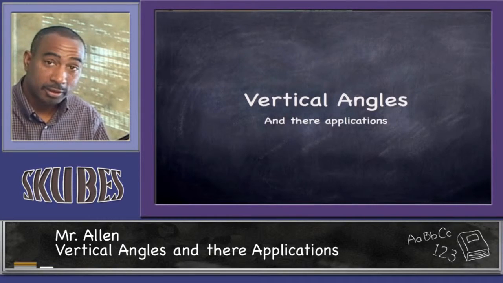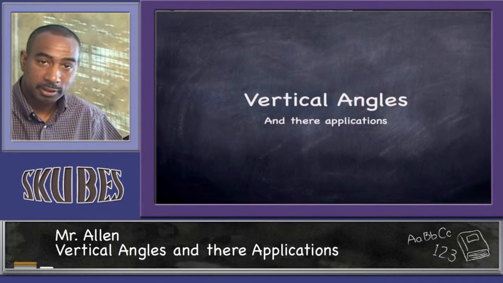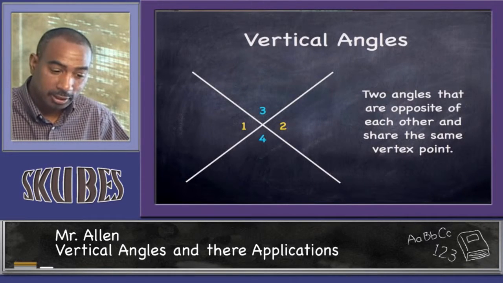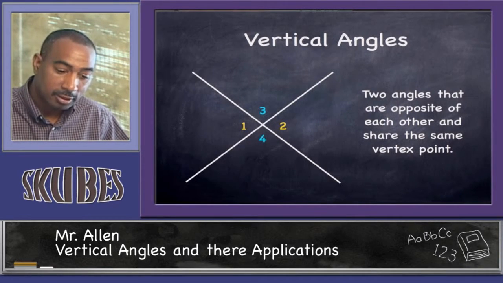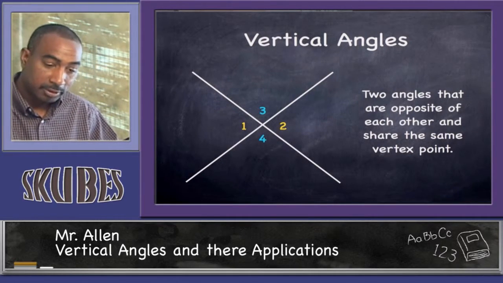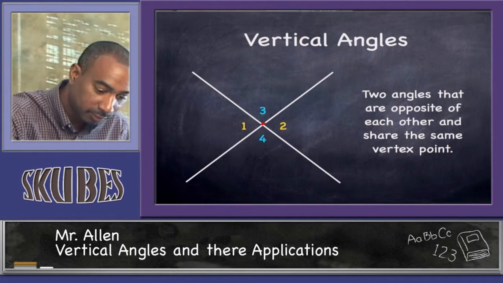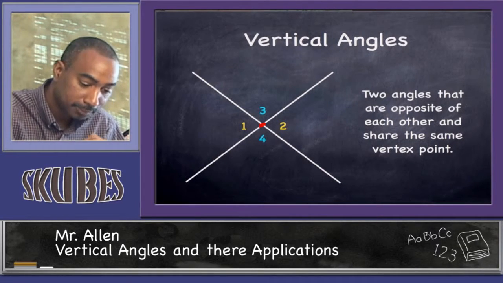Alright, today we're going to be talking about vertical angles and their applications. We'll start with the definition. Vertical angles are two angles that are opposite of each other and share the same vertex. By the vertex, I mean the common point they have, where they intersect.